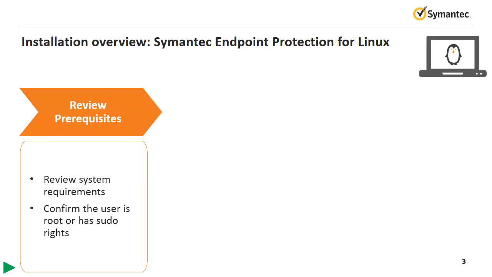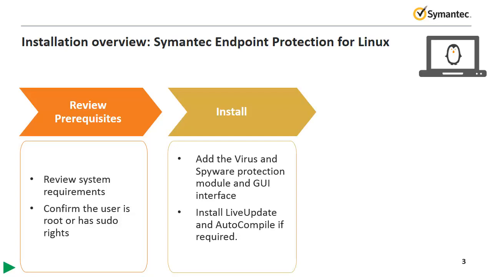During the Review Prerequisites phase, the install checks to make sure that the computer meets Symantec Endpoint Protection's system requirements. System requirements include making sure that the computer is running a supported operating system. It also confirms that the user is logged in as root or has sudo rights. The setup adds the virus and spyware protection module and GUI interface to the system during the install phase. If required, the setup installs LiveUpdate and autocompile.